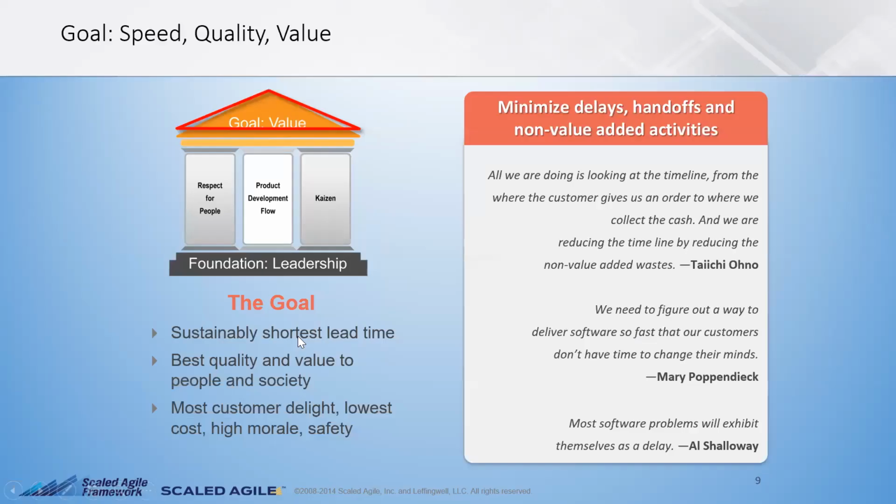Okay. Now here again, when we go on understanding this better day by day, we are also talking about sustainability and shortest lead time. So here we are looking for attaining sustainability in the shortest lead time, because when you have all these three things aligned together, the people, the development flow, and the Kaizen, this philosophical progression really leads to your goal in a more effective manner, the best quality and value for the people and society.